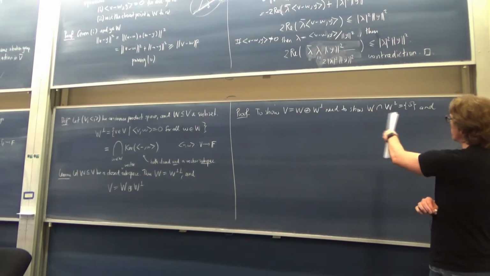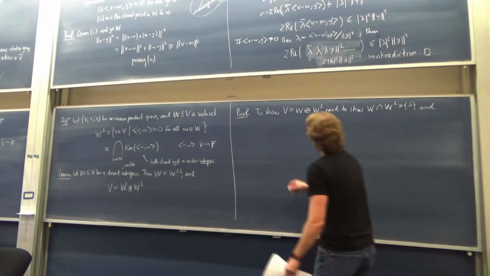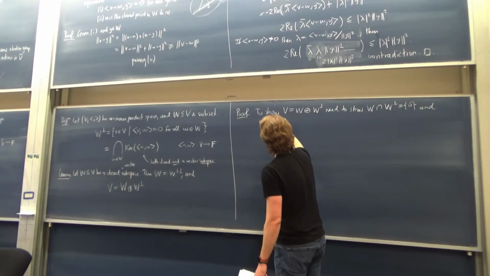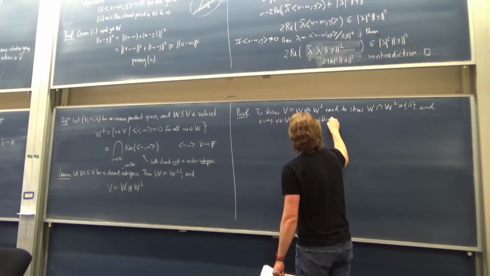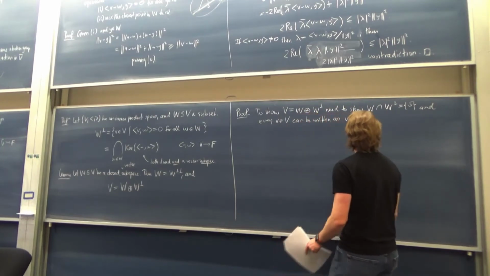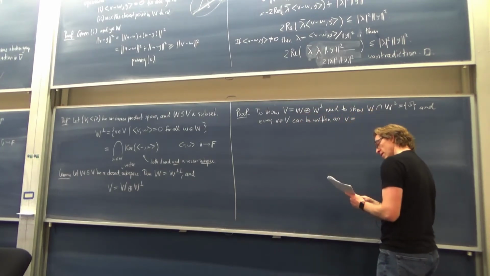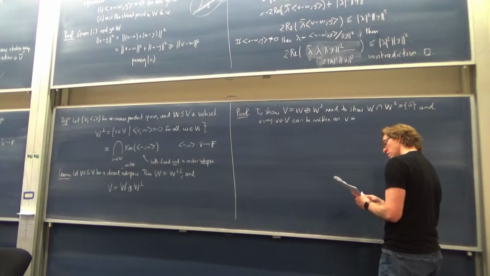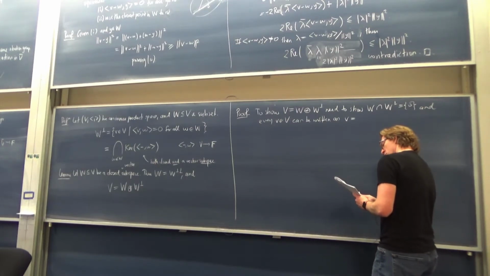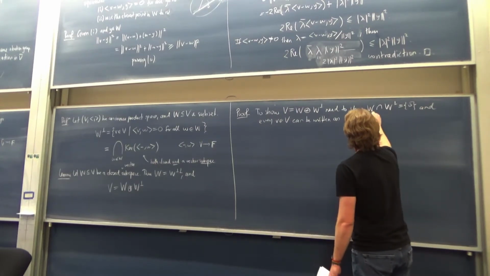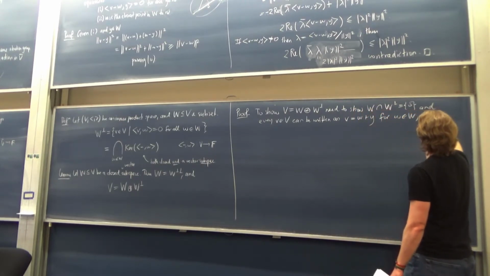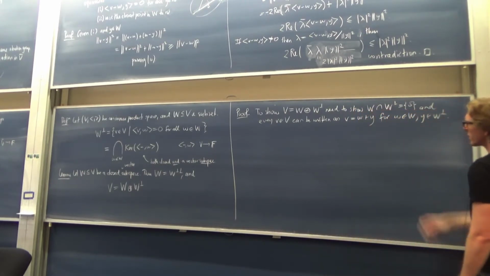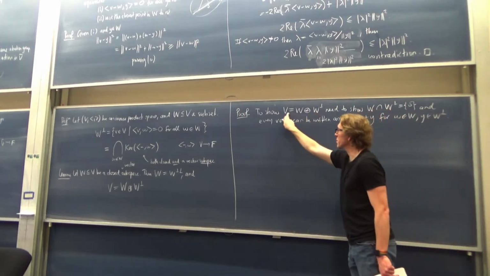Okay, so to show this, we need to show both that the intersection is 0 and that every v in V can be written as v equals w plus y, with w in W and y in W perp. Right, that's what this means.